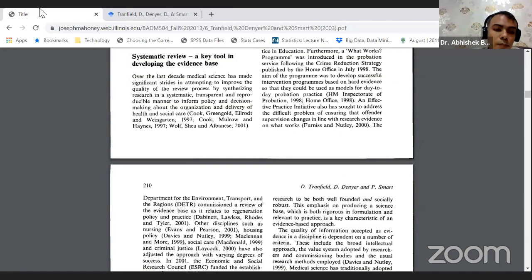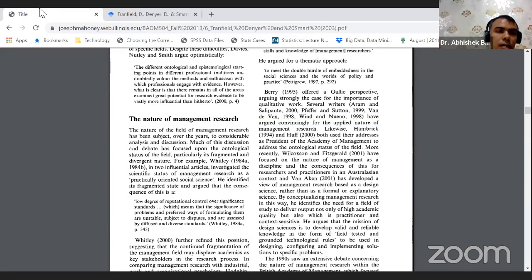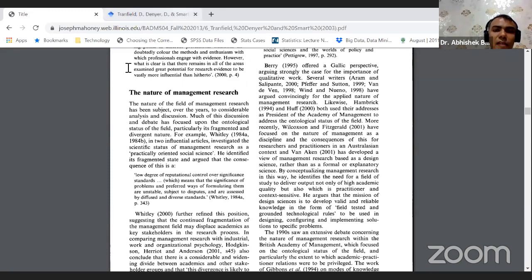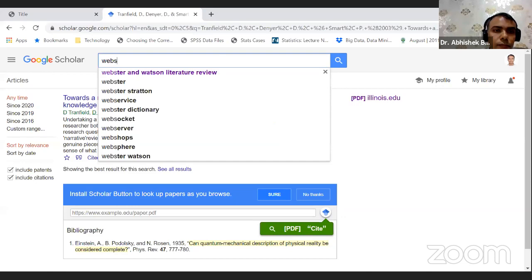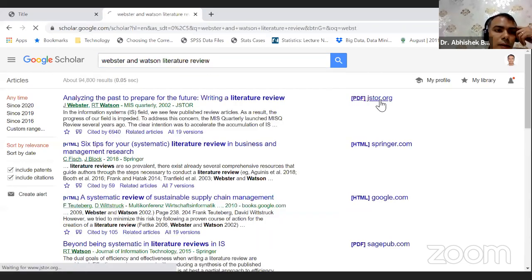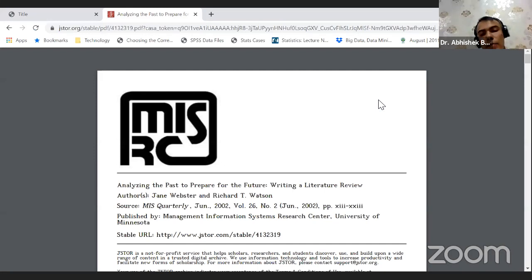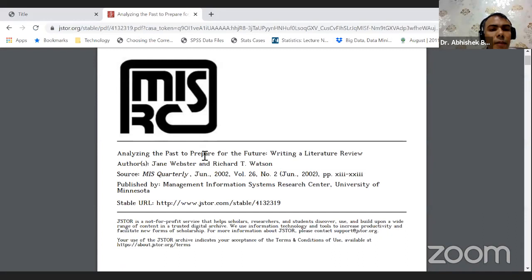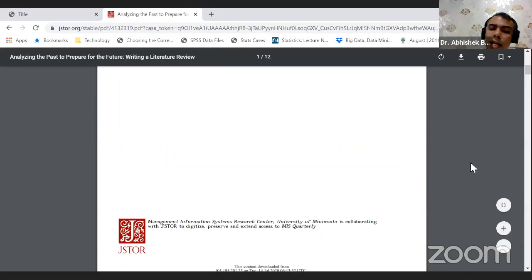So this paper is very, very important. Everybody, I would request you to read it for sure. And the other paper which I've also referred to in my study is a paper by Webster and Watson, which you can download also. It's published in MIS Quarterly, which is again an FT50 journal, which I was mentioning in my database. The topic is Analyzing the Past to Prepare the Future: Writing a Literature Review. It's a very, very old paper, but a brilliantly written paper.